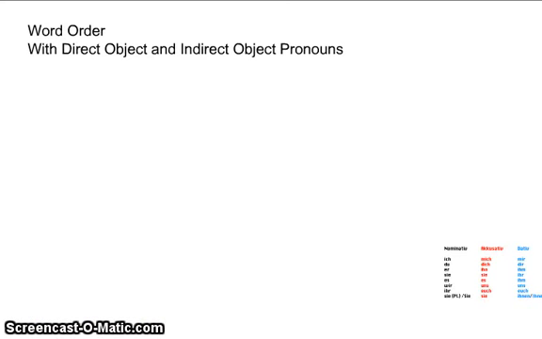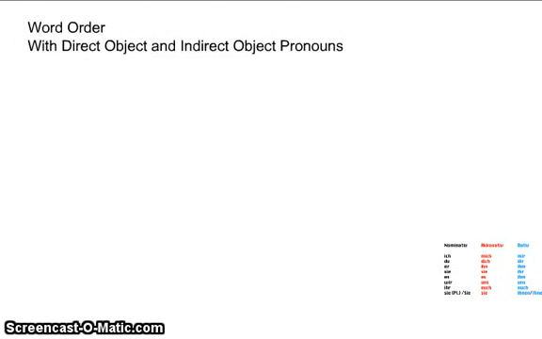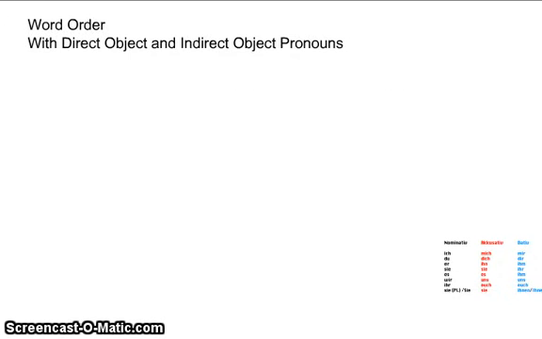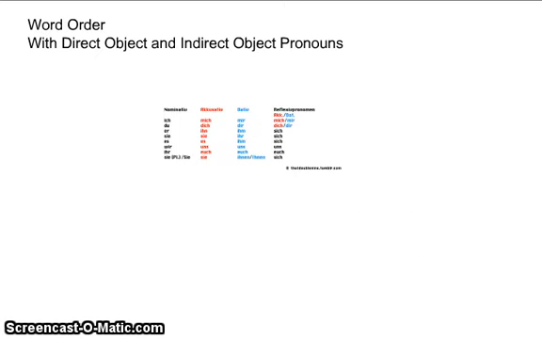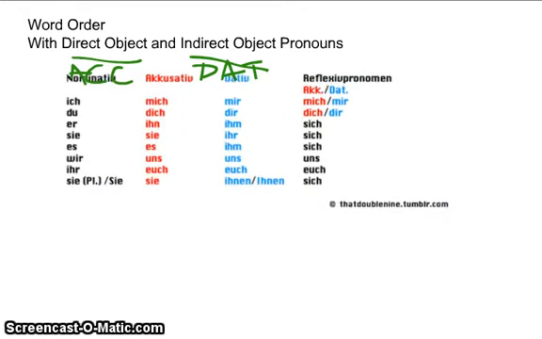We're going to go ahead and take a look at word order. I hope you remember that word order in German can be sometimes a little bit challenging. Before we even take a look at how word order can be changed when we have both direct object and indirect pronouns, basically remembering that direct object is the accusative case and the indirect object is the dative case, we need to go ahead and review what those pronouns are.